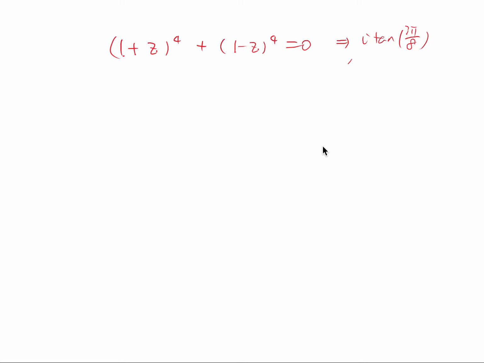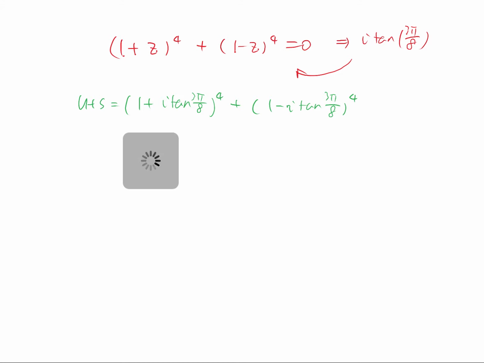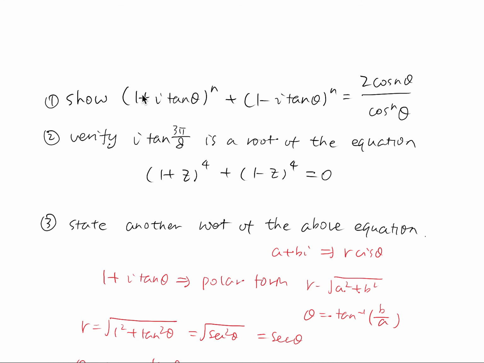Yeah, so you simply plug this root into the equation and then try to show left hand side equals right hand side. So when we plug it in, the left hand side equals (1 plus i tangent 3 pi over 8) all to the power 4 plus (1 minus i tangent 3 pi over 8) all to the power 4. Okay, so you can see it's (1 plus i tangent theta) to the power of n plus (1 minus i tangent theta) to the power of n. We can bring this together using the formula we just proved: (1 plus i tangent theta) to the power of n plus (1 minus i tangent theta) to the power of n equals 2 cos n theta divided by cos to the power of n theta. In that case, n just equals 4. Okay, so it would be 2 cos 4 theta over cos to the power of 4 theta.